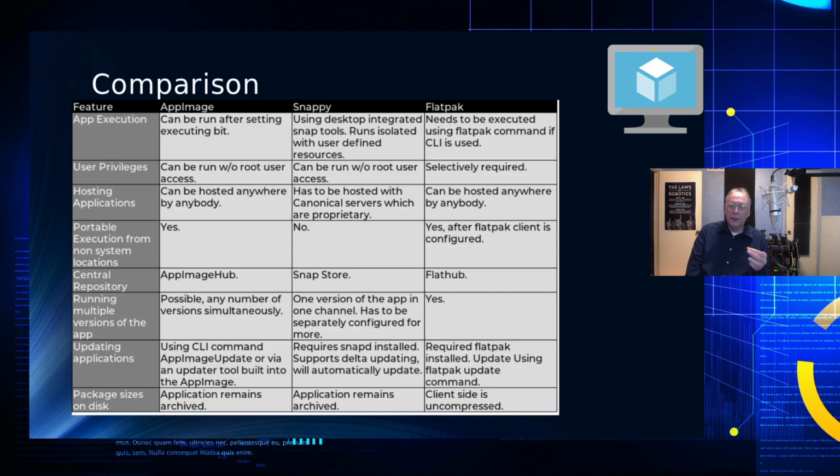Central repository: there is an AppImageHub. Snappy has the Snap Store, and we talked about FlatHub already. Can you run multiple versions of the app?